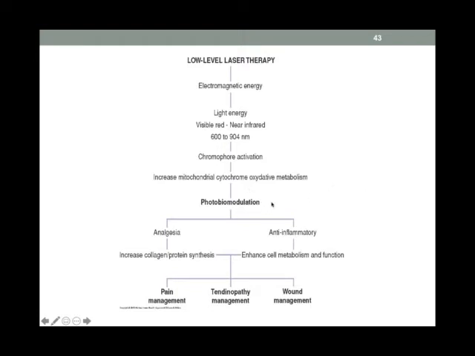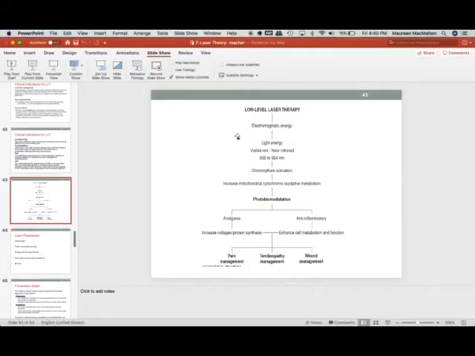That photobiomodulation then can lead to analgesia or an anti-inflammatory effect. These will happen by increasing collagen and protein synthesis and enhancing cell metabolism and function. And what we get is pain management, management of tendinopathies, and it can help us manage wounds.